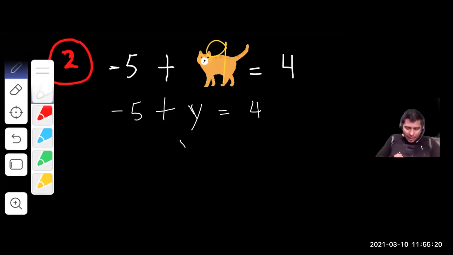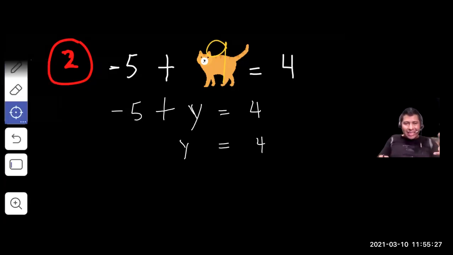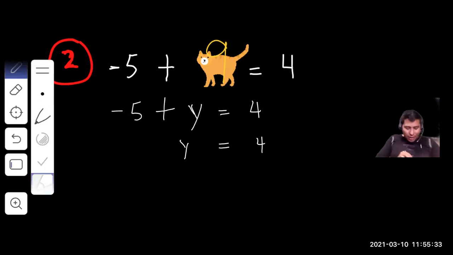Okay, I'm going to copy the plus Y and this 4. What is pissing me off? Piss off means molestar, estorbar. What is pissing me off? The negative 5, right? Yes, guys, this number is pissing me off.